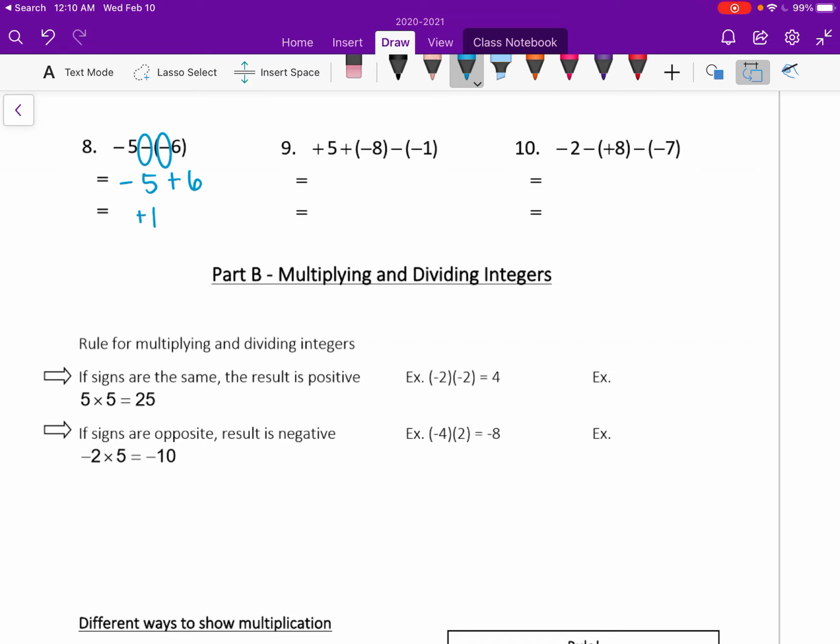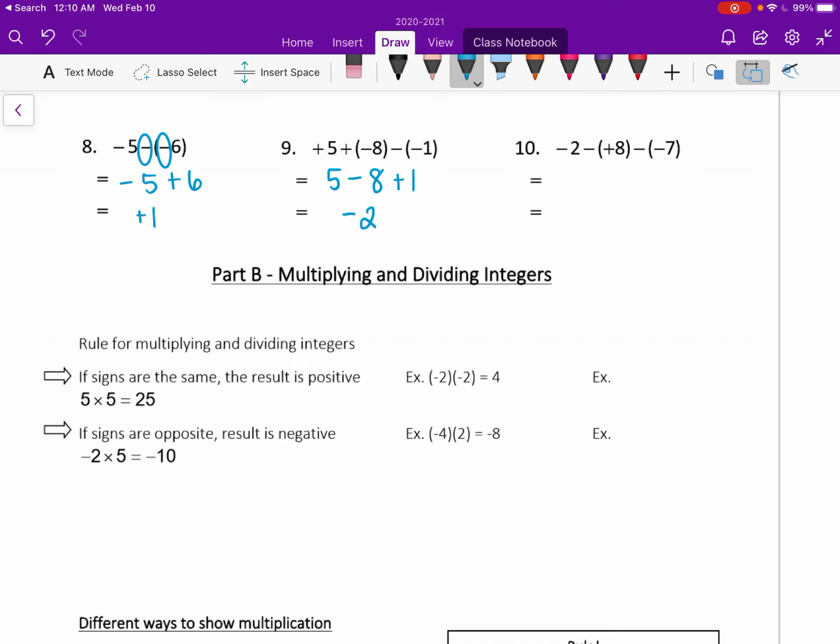Let's try a few more. You have positive 5, so you just leave that alone. You have a positive and a negative here. Since they're opposite signs, we're going to change that to a negative 8. And then you have a positive and a positive, negative and a negative here. So we're going to change that. They're like signs, so change this to plus 1. So we have 5 minus 8 is going to give us negative 3. Plus 1 is going to give us negative 2.